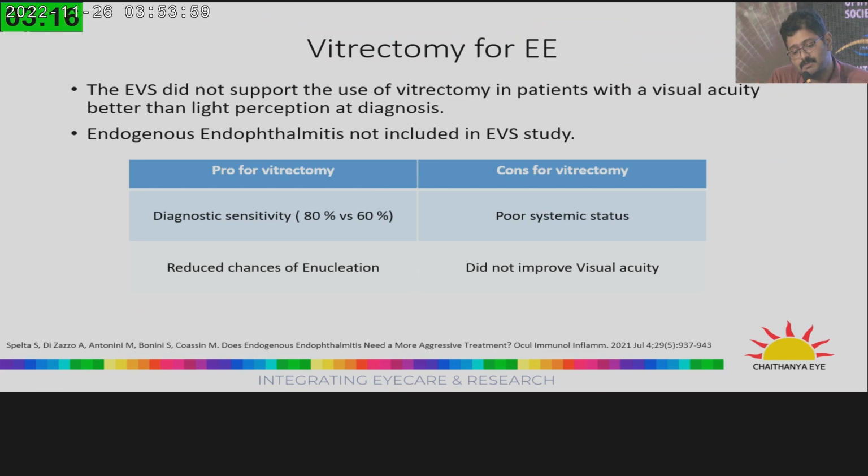So, the pro of vitrectomy is that we get a better diagnostic sensitivity. And like the LIMS study, they have shown that there is a reduced chance of enucleation or evisceration. The only con is that it's easier said than done, because most of these patients are usually ICU-admitted patients with poor systemic status, and it is very difficult to get fitness for vitrectomy. And finally, even after undergoing vitrectomy, some people can always argue, what is the point, because you are not saving the vision of the patient.